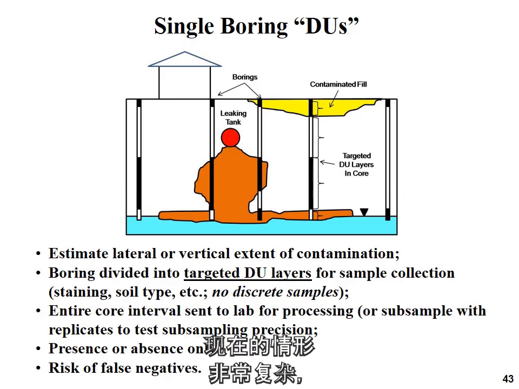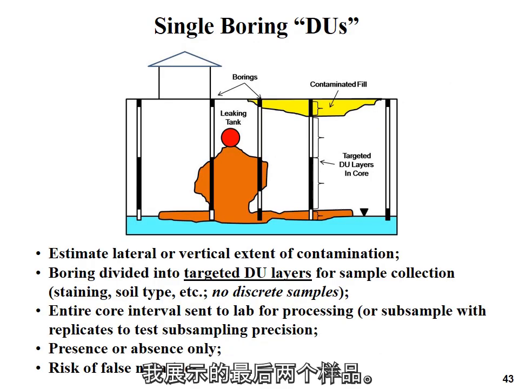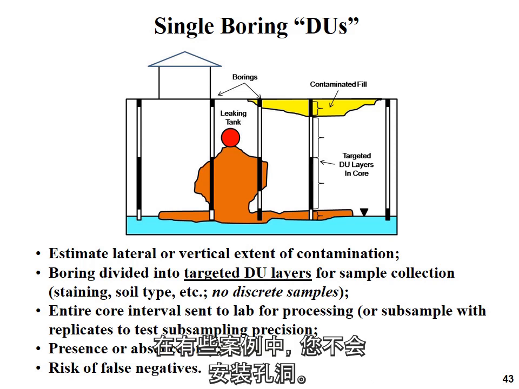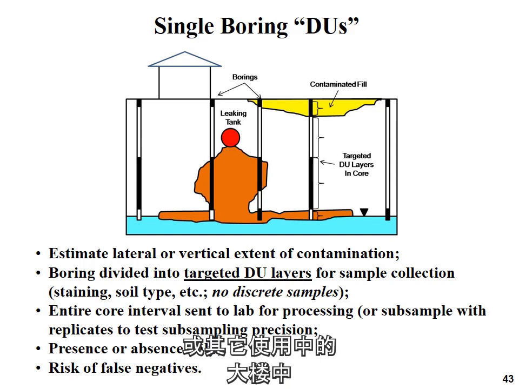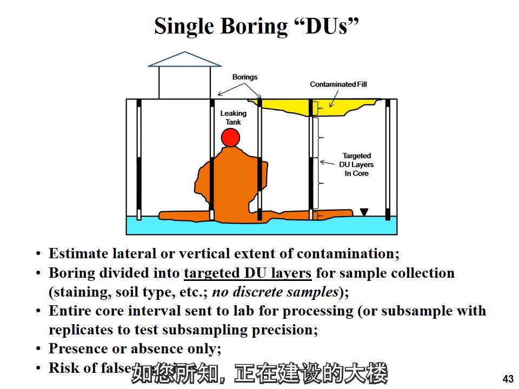Now these are pretty complicated scenarios, the last 2 examples I showed. In some cases you're not going to install 30 borings at a site. It's just not going to happen. Say at a gas station or some active place where there's a building that's being used, you want to know what's under the building. So it's not going to happen.